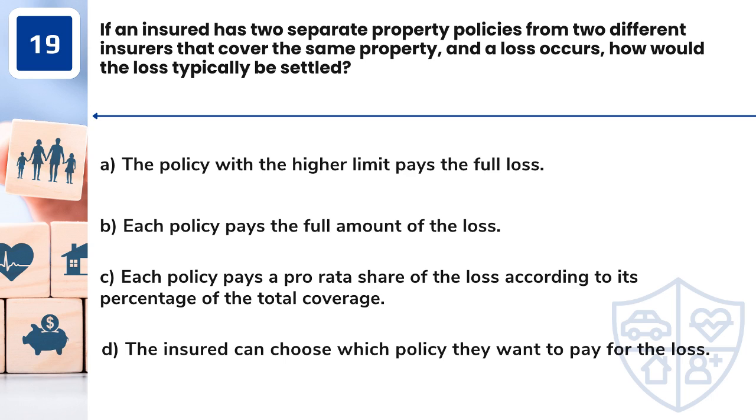Question 19. If an insured has two separate property policies from two different insurers that cover the same property, and a loss occurs, how would the loss typically be settled? A. The policy with the higher limit pays the full loss. B. Each policy pays the full amount of the loss. C. Each policy pays a pro rata share of the loss according to its percentage of the total coverage. D. The insured can choose which policy they want to pay for the loss.